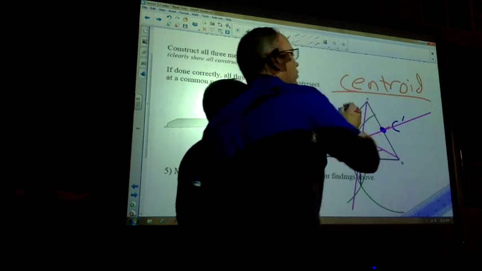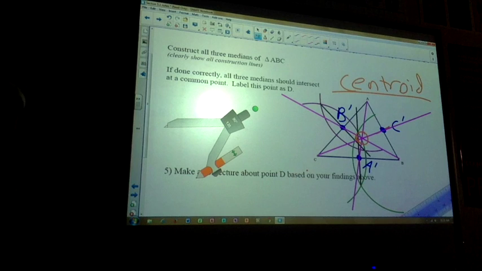The centroid is where the medians, from the middle of each side to the opposite angle, will intersect. It's the center of mass. If I was to cut that triangle off the board, which would make a mess, I could balance it on my finger right there, and that is the center of mass.